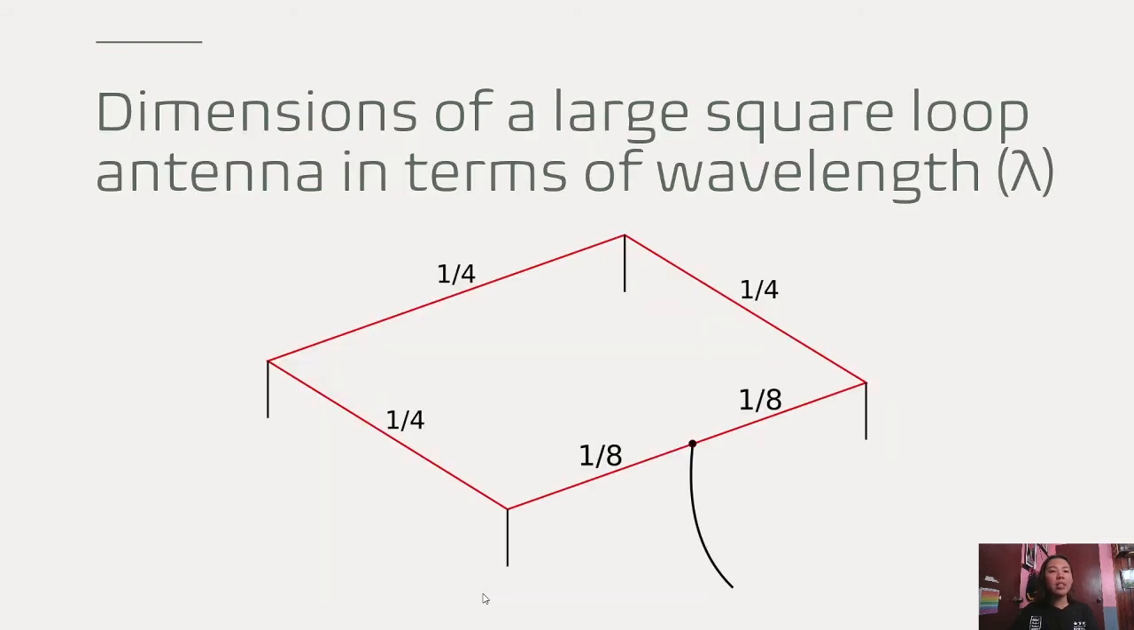These are the dimensions of a large square loop antenna in terms of wavelength. The wavelength will be divided into 4, which will then be the sides of the square loop antenna, and one side will be divided into 2, which will be 1/8 and 1/8, and therefore the cable will be connected to their center.